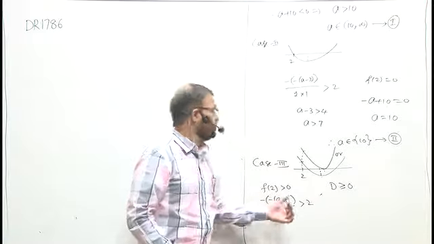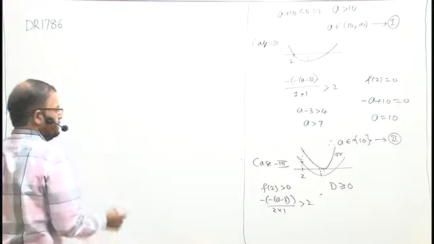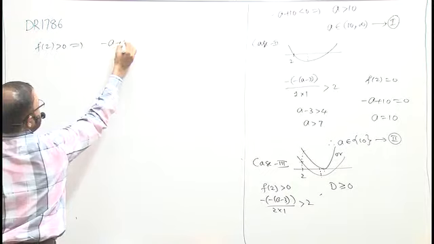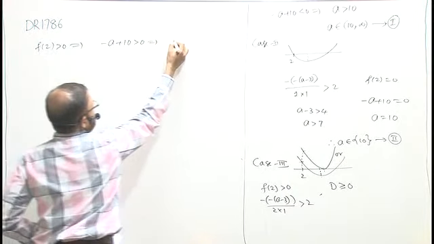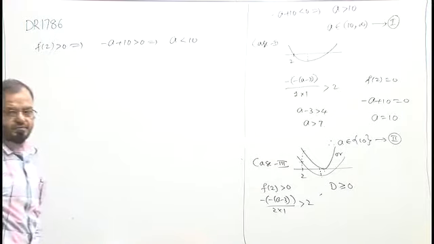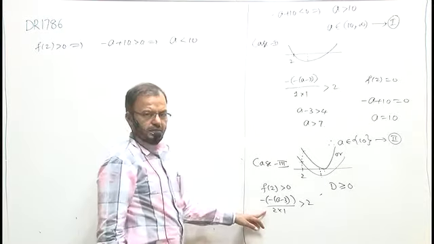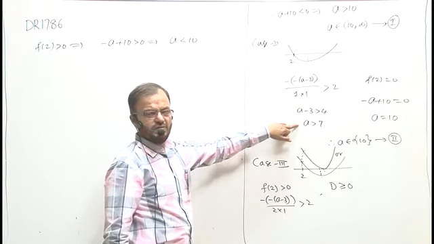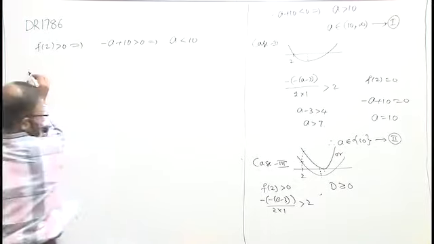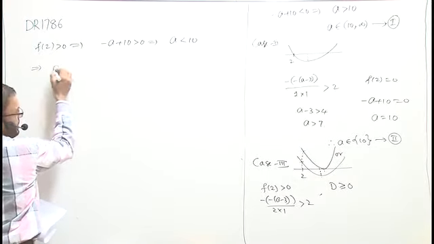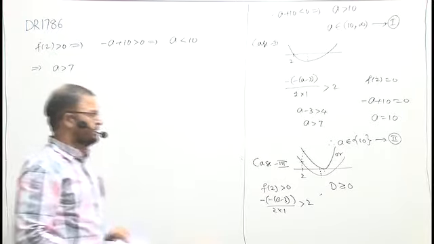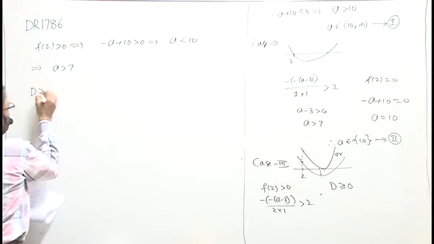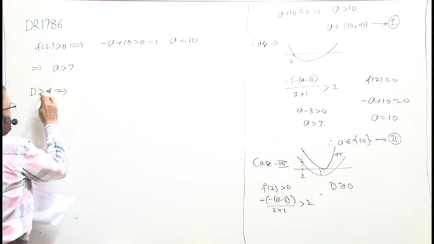First thing, f of 2 is greater than 0, so I write f of 2 greater than 0: minus a plus 10 is greater than 0. That means a is less than 10. Second thing, from here I will get a greater than 7. That is the same thing I solved in the previous one. That is a greater than 7. From the third, now I have to write D greater than or equal to 0, which is a new condition for me.